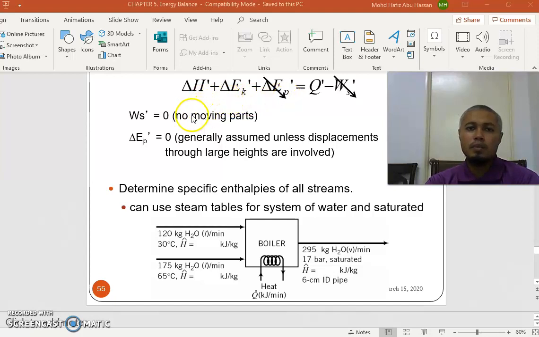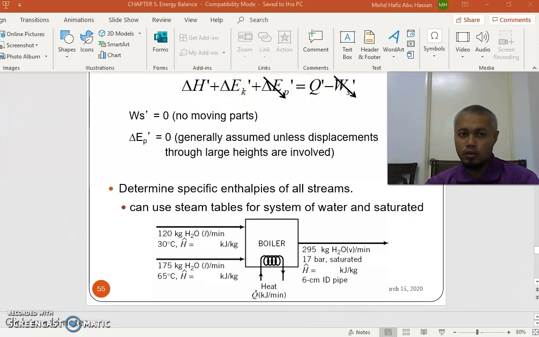Now what we need to do is we use energy balance for an open system. Since there are no moving parts, we can assume Ws equals 0. No potential energy because no elevation in the system, so delta EP equals 0. So what is left is delta EK. Why is delta EK not 0?